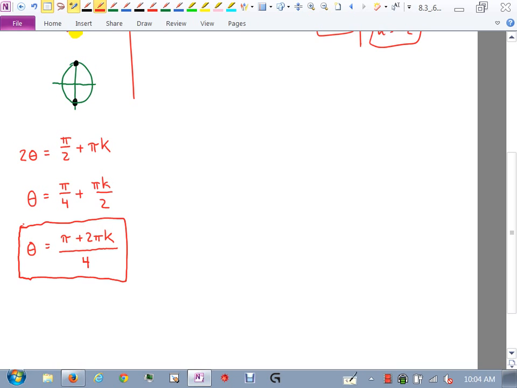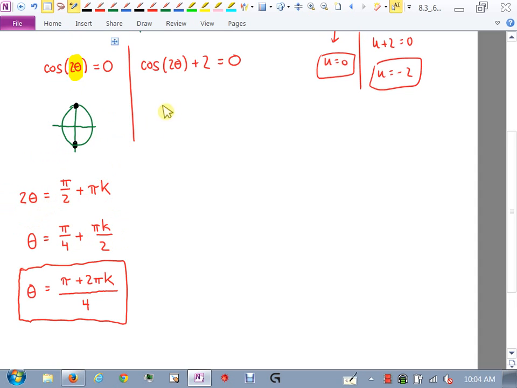Questions on that? Are we done? No, we still have to go back and take into consideration this up here. So let's try and isolate the trigonometric part of this. So let's get that 2 to the other side. So we will subtract 2 on both sides.